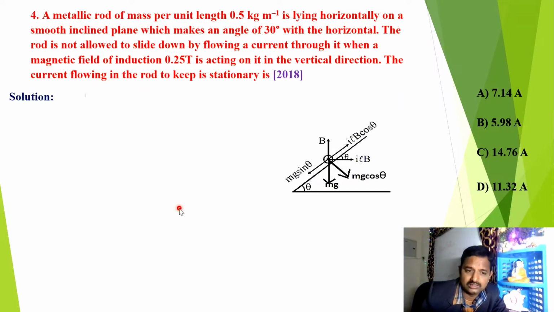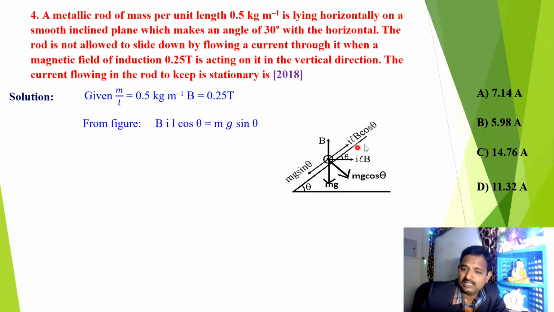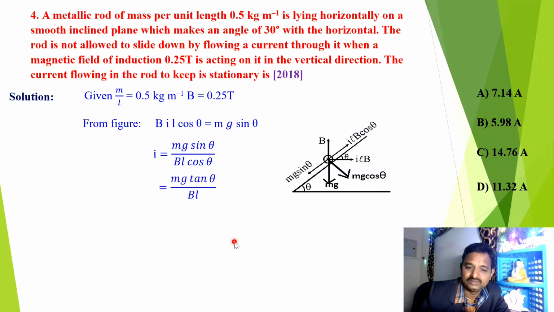First I will write the given data. Given m by L is equal to 0.5 kg m^-1, that means mass per unit length, and the magnetic field is 0.25 Tesla. This is the strength of the magnetic field acting on the rod. From the figure, BIL cos theta is equal to mg sin theta. From that, I is equal to mg sin theta by BL cos theta. Sin theta by cos theta means tan theta, so you will get I equal to mg tan theta by BL.